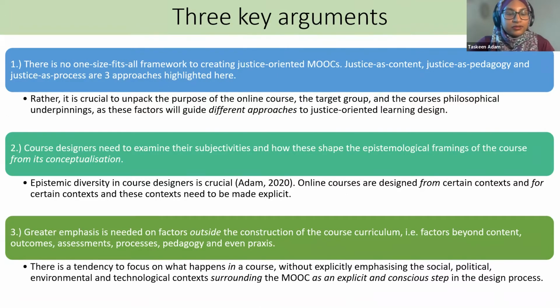Here it's really crucial to understand that you need to unpack an online course in terms of the target group, in terms of the philosophical underpinnings of the course, and how these factors will impact the different approaches to justice-oriented learning design. The next part is that course designers need to examine their own subjectivities and how these shape the epistemological framing of the course from its conceptualization. So we often talk about courses passively, right? We don't think about them as active, as a human being that's creating this course, not as just content and matter that is being formed. So bringing the human element back into the course and understanding those dynamics.